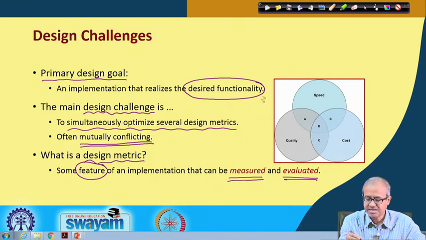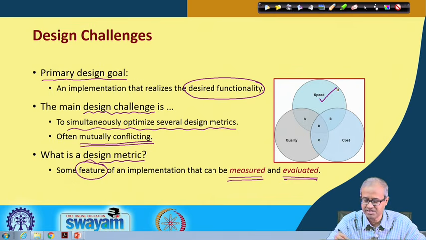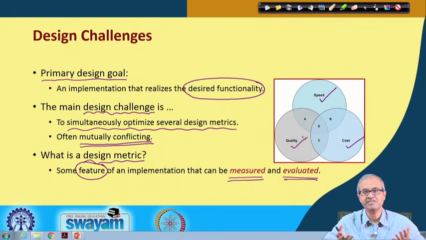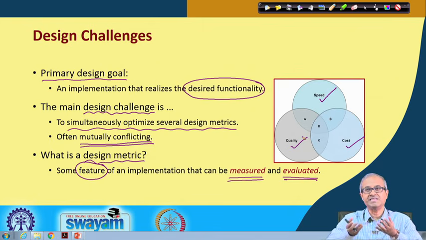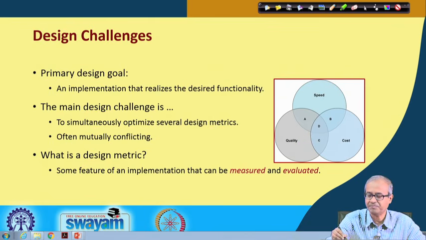You see, here I have given a small example where these three circles refer to three parameters or design metrics: speed, cost and quality. Well, in most designs we want to improve on all these three, but as I said, these three are often mutually conflicting. Well, if you try to reduce the cost, you will be sacrificing on the speed and quality and so on. Okay? All right.